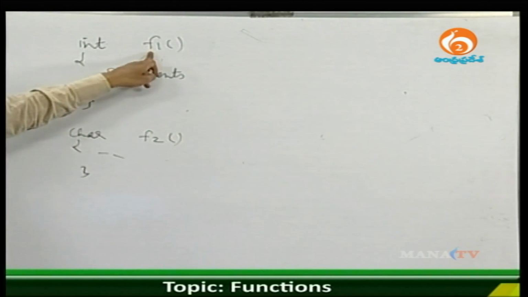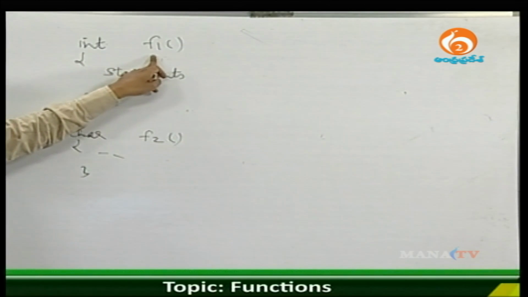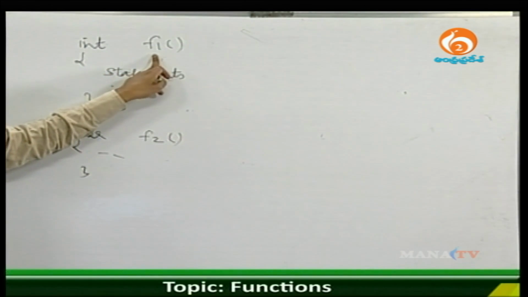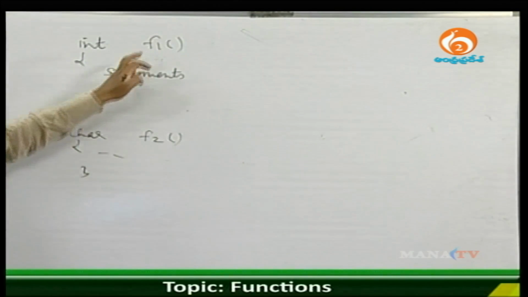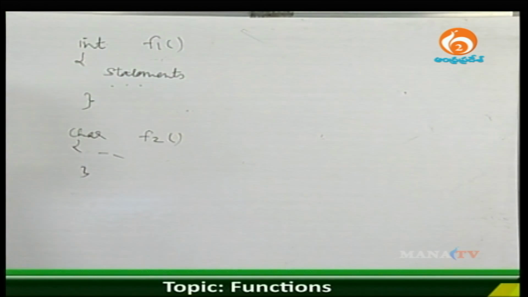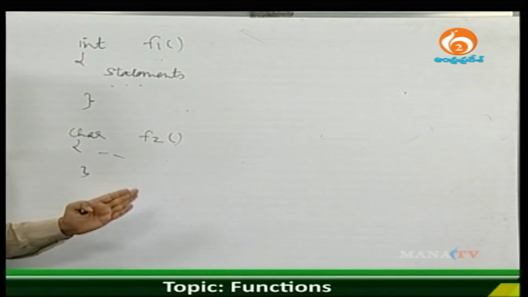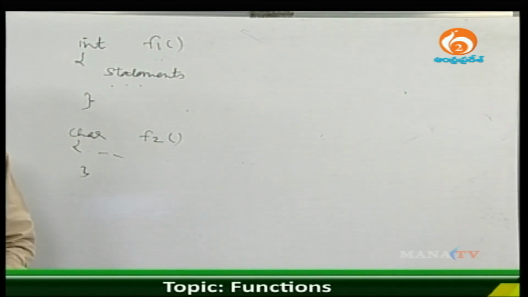Here this is a function name, the name of the function. Every function has a name. A function is identified by its name. A function name should be a valid C language identifier. It means we should not use any keywords, and it should follow the rules of an identifier. Whatever the rules for an identifier, they are also applicable to the function name.